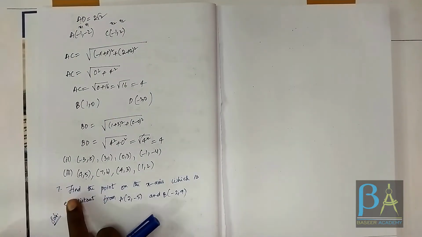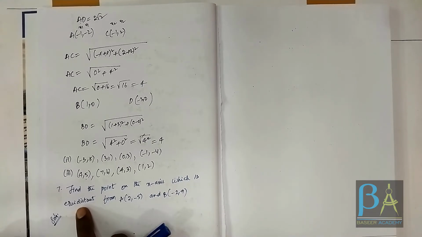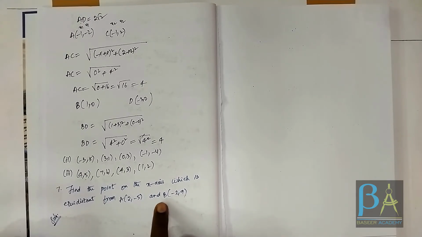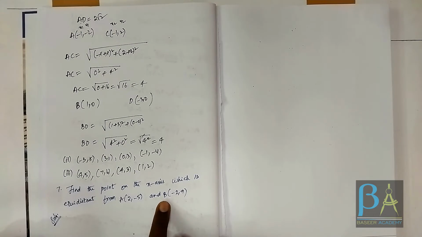Okay, so now question number 7 says, find the point on the x-axis which is equidistant from 2, minus 5 and minus 2, 9. Let us consider this point as A and then let us consider this point as B. So we have to find a point on the x-axis.